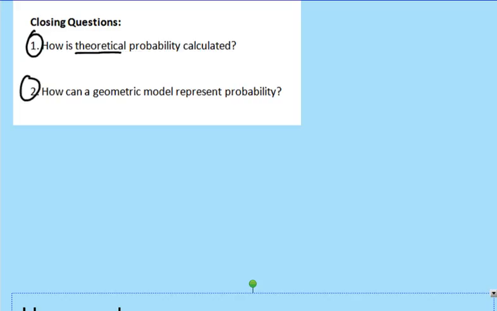So we didn't use the word theoretical probability, but that's the same thing as our way of finding the geometric probability. It's all in theory right now. We're not actually testing it. But how can a geometric model represent probability?